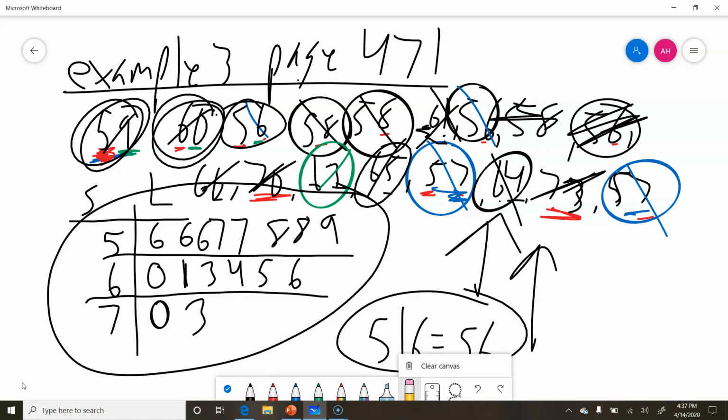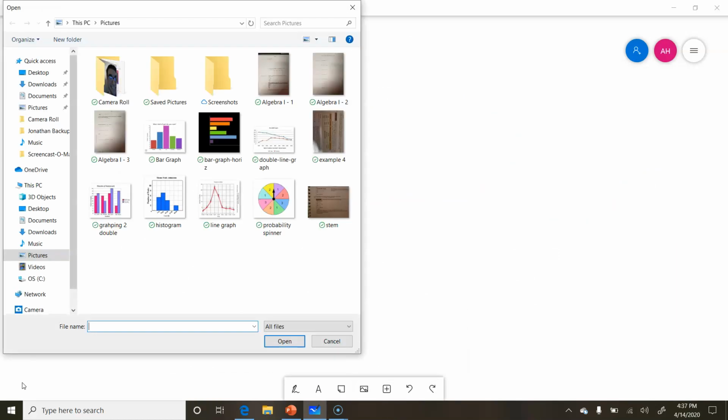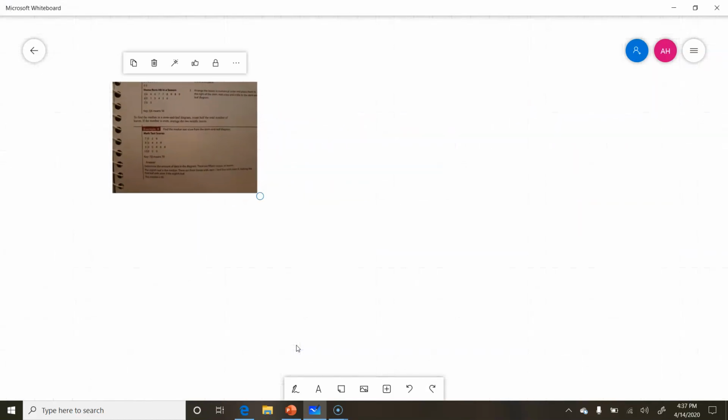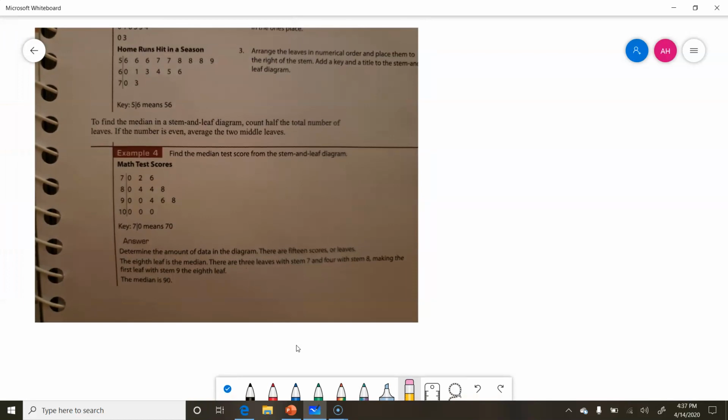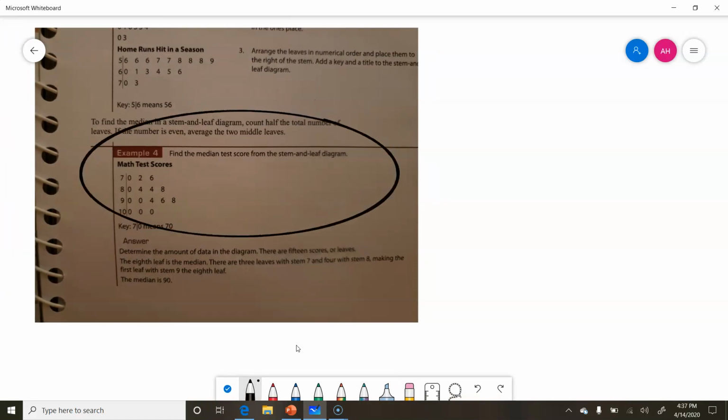Now, I'm going to insert a picture for this next one that I took from the book. So this is right in your book. This is on that same page, 471. And you can see here is our example. So we're on example 4. Now look what this one says. It says find the median. They've already made the chart right here that I'm pointing to in red.